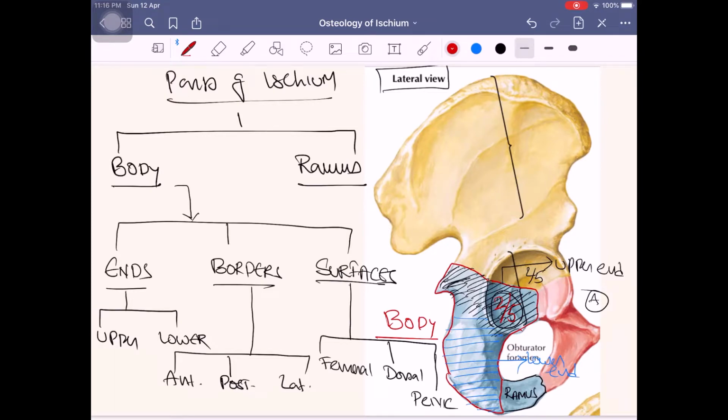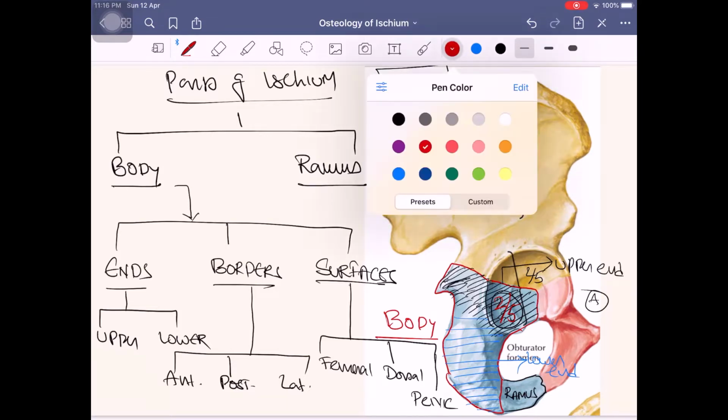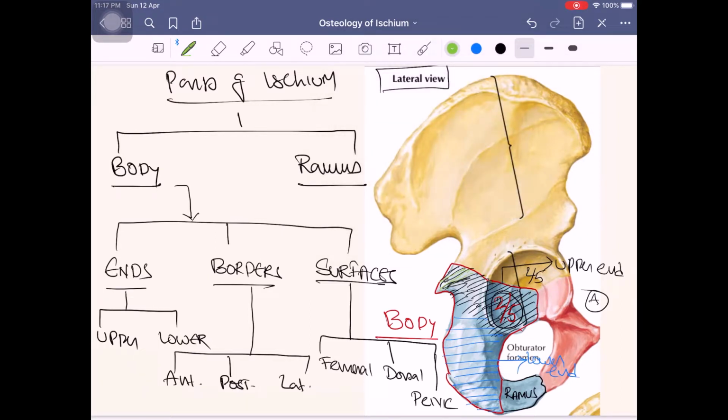So this anterior part of the upper end of the body is forming your acetabulum, whereas the posterior part, maybe I can use a different color for this. So possibly I'll use a green color. Now this entire part which is outside is the posterior part of the upper end of the body. This part comes in direct contact with the sciatic nerve. That's it, that's the only relation here.